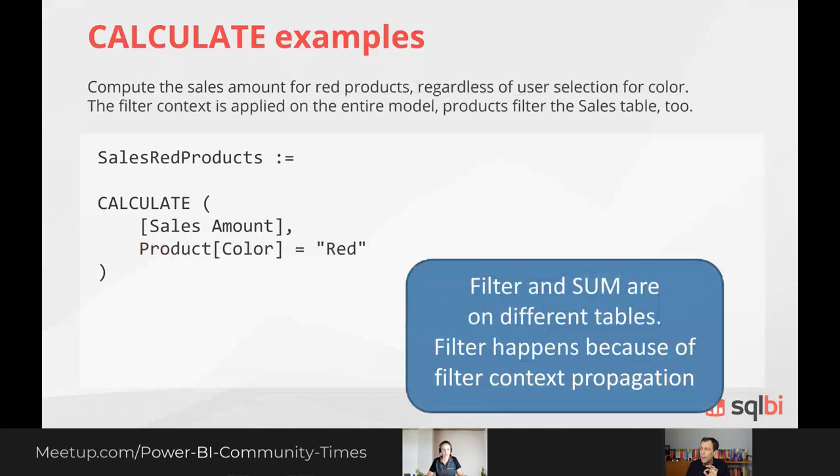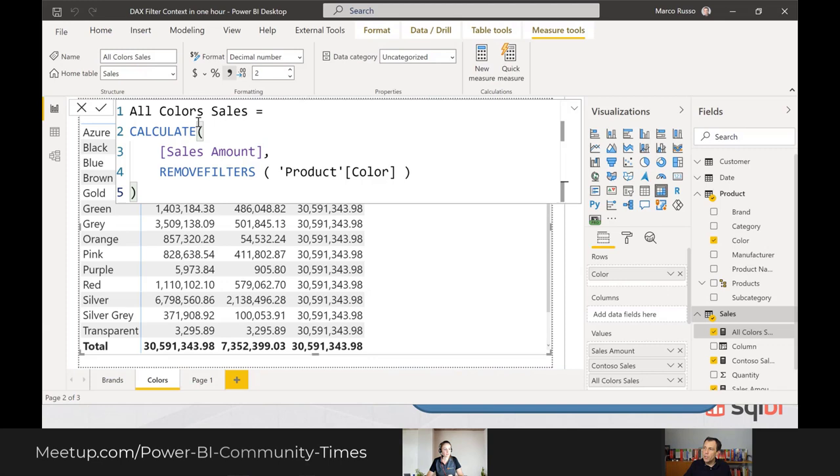Most of the time, I want to write the filter as a predicate. But again, the predicate is an easy way to write code, but you have to understand that internally we are generating a table here. Now, what happens when I filter a particular color? For example, if I write here red sales, and I write here product color equal red.